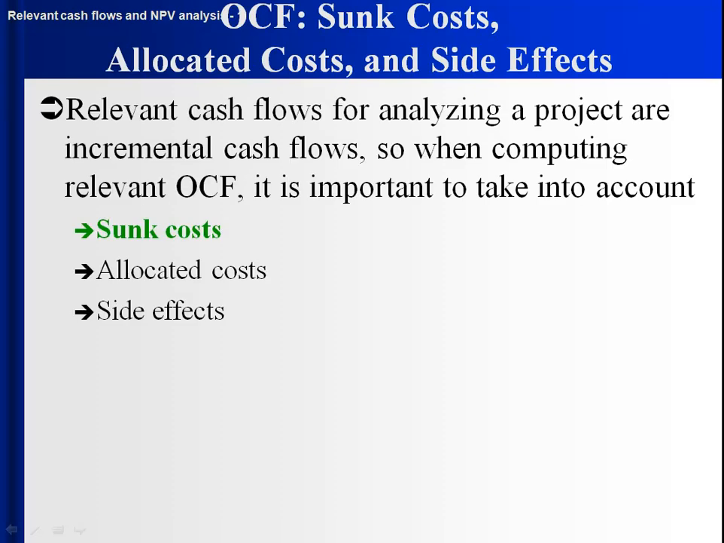With relevant cash flows, since we're paying attention to incremental, that's the name of the game, when we take into account relevant operating cash flow, we want relevant net income. And so there's three things we want to take into account: sunk costs, allocated costs, and side effects. And so first we'll talk about sunk costs.